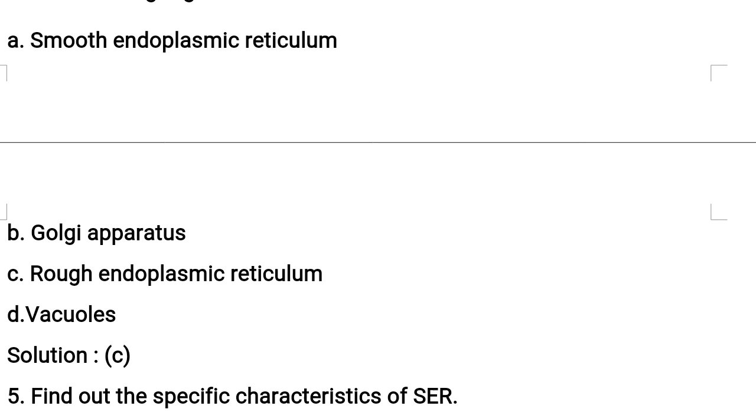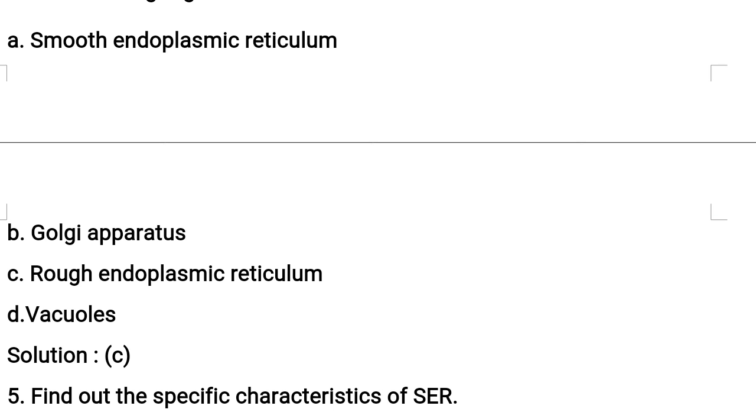Now let us see the explanation for this question. As we discussed just now, the ER often shows ribosomes attached to its outer surface. The endoplasmic reticulum bearing ribosomes on its surface is called rough endoplasmic reticulum, shortly called RER. Understand? These ribosomes are the site for synthesis of proteins.